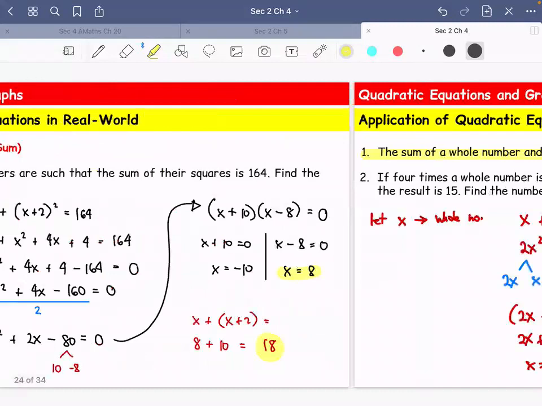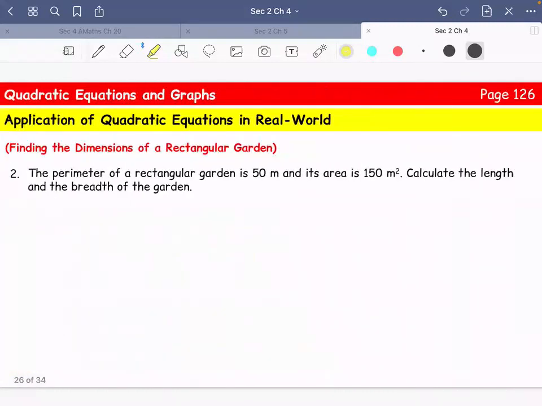Okay. All right, so let's have another. This is my second to the last example for today. Now this one is a bit trickier compared to the first one. It has something to do with perimeter and area of rectangles. So let's have the problem now.